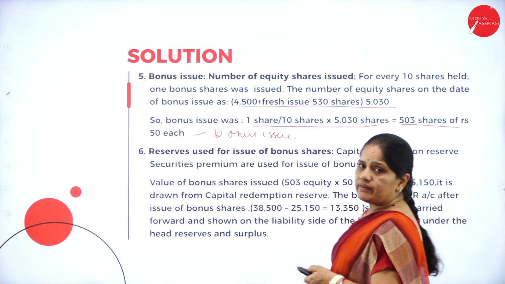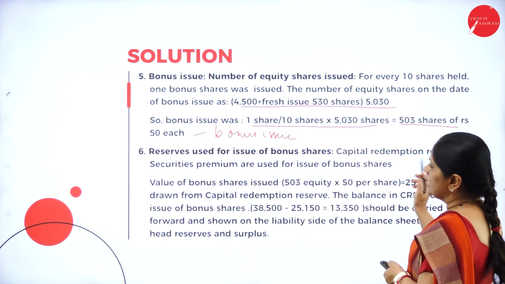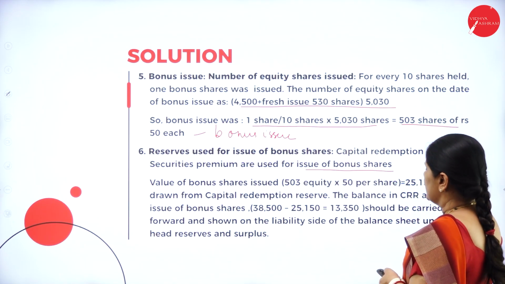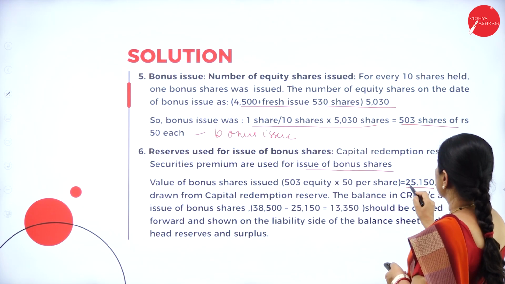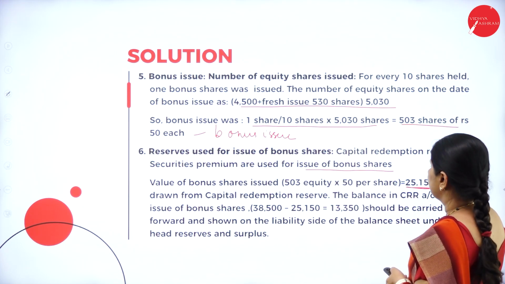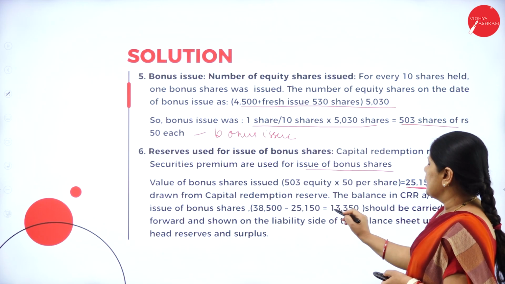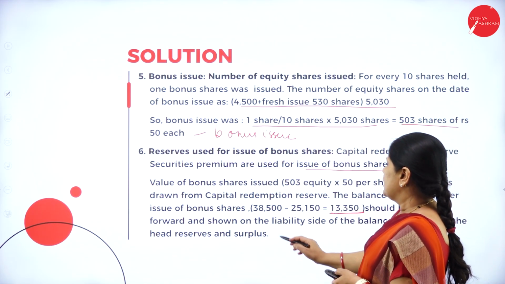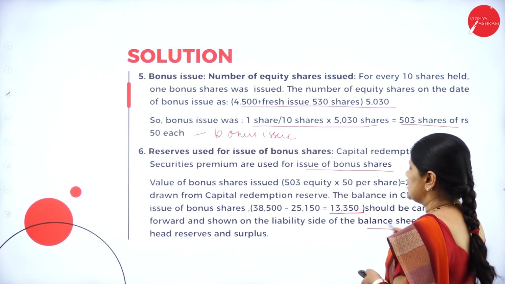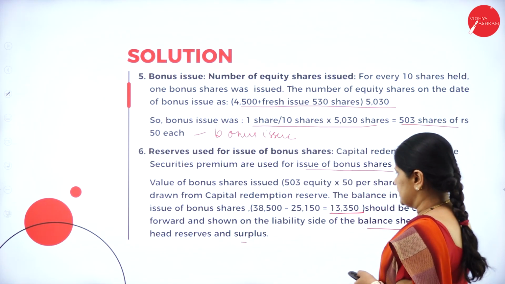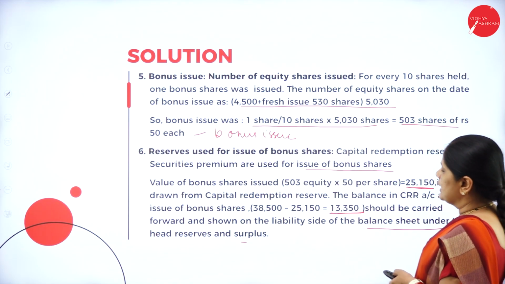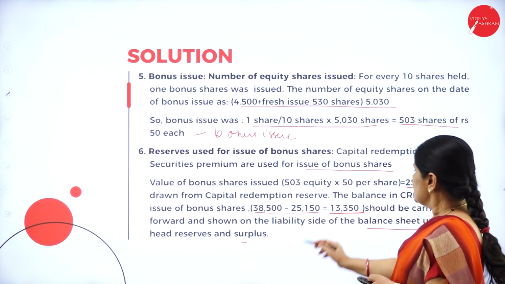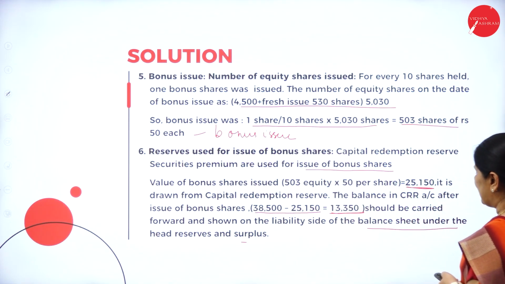Now what are the reserves for bonus issue? Capital redemption reserve is used, and securities premium also is used. So the value of the bonus issue is 25,150. The balance in the CRR account is 13,350. It should be carried forward and shown on the liability side of the balance sheet under the head reserves and surplus. So in the capital redemption reserve, we are making use of only 25,150. So the balance should be shown in the balance sheet.